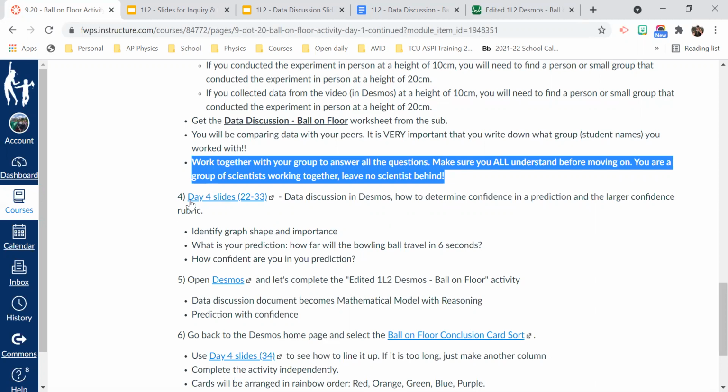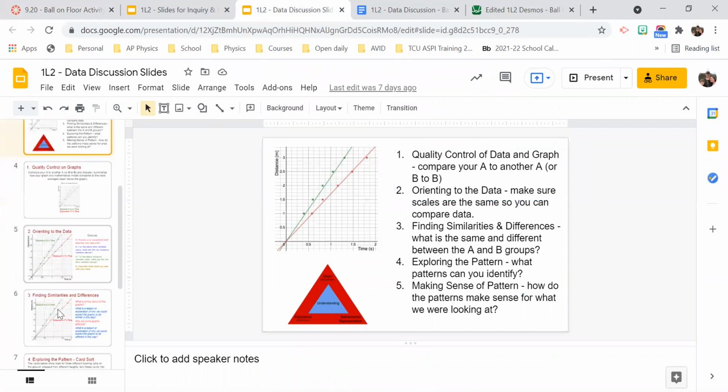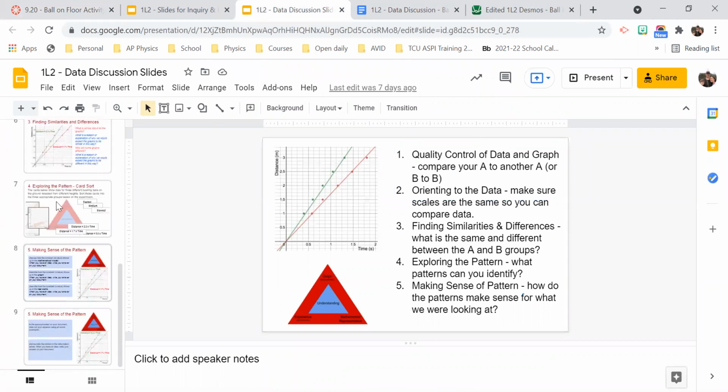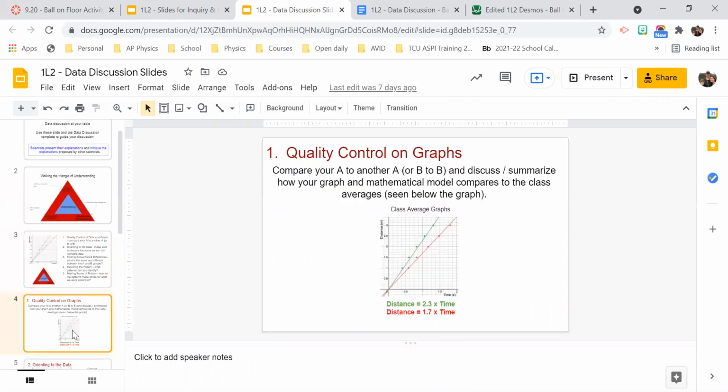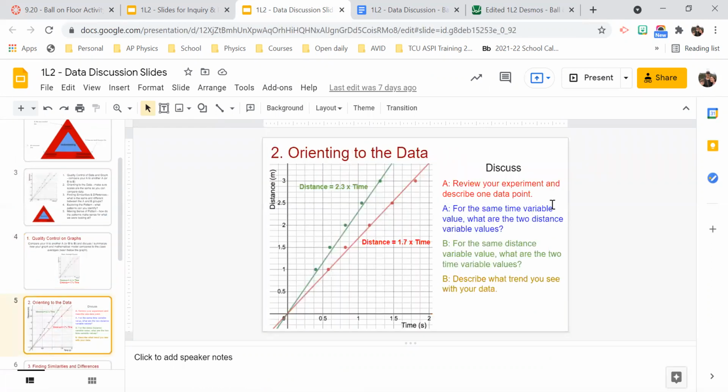All right, so the last little, let's see if I missed anything here. We talked about that. Oh, it gives you more information and more guiding questions. So y'all can go there. Compare your A to another A, or B to another B. I said skip this one. Review your experiment. Oh, this is so beautiful. Make sure that you do these.